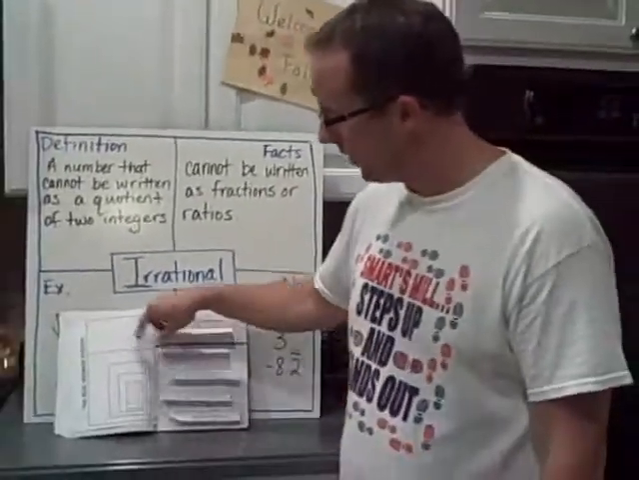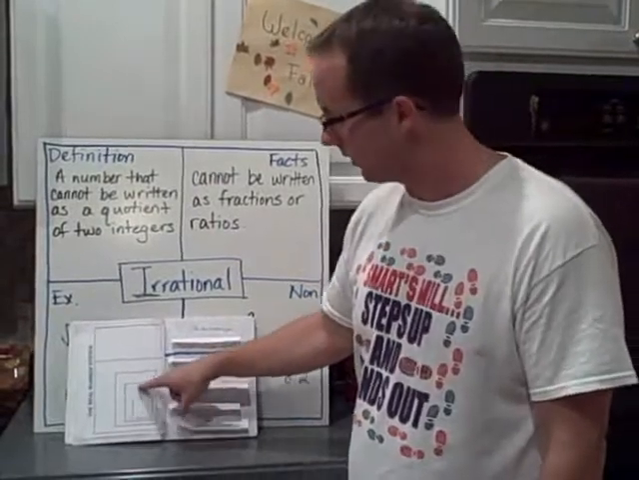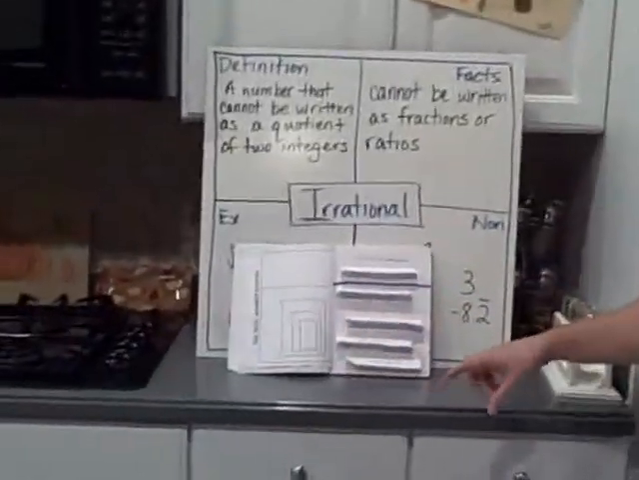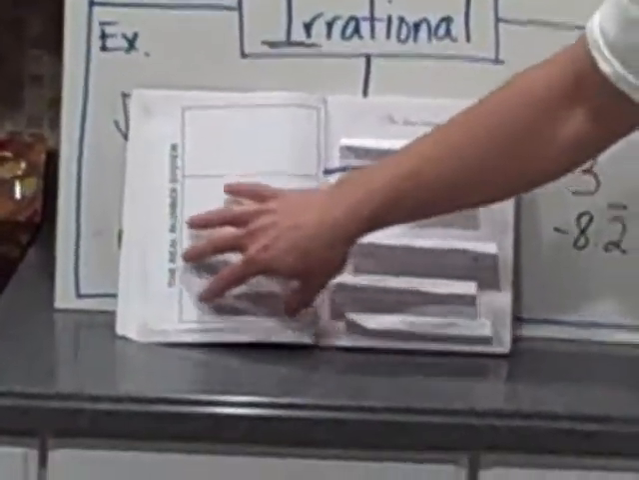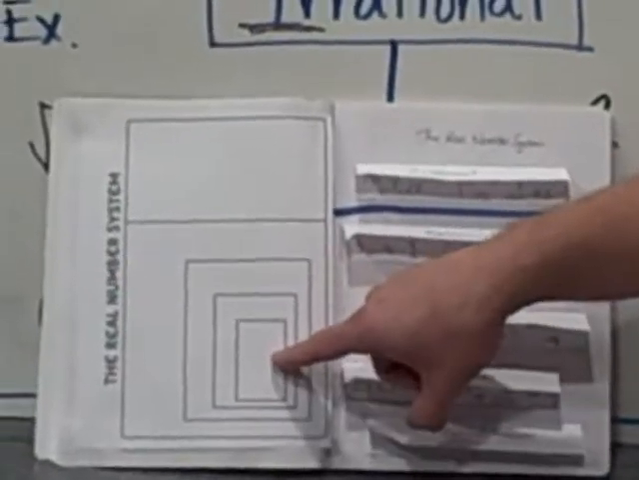Now to take all that information, I want you to try and organize your thoughts over here in this nice little graphic organizer. Obviously, the rational numbers are all over here, and the irrational numbers are all over here. So you want to start with your smallest set and work your way out, adding the numbers to the system.